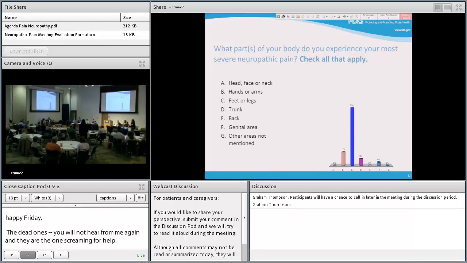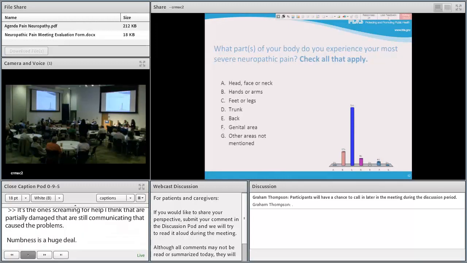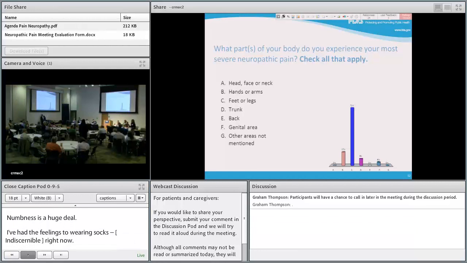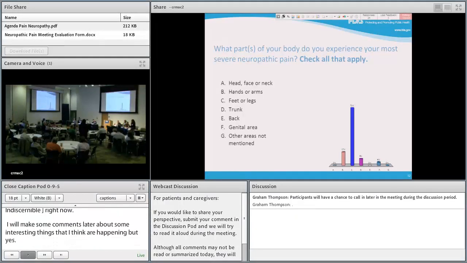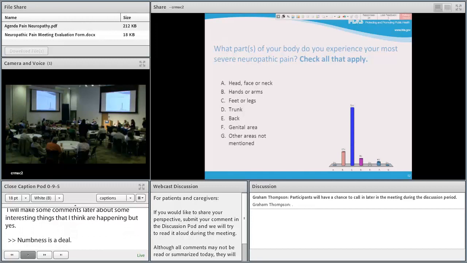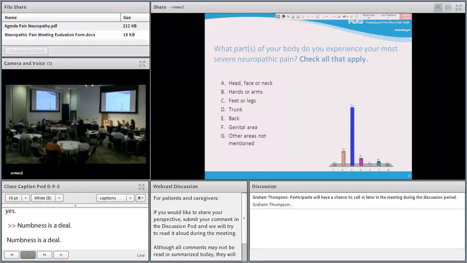I've had the feeling of wearing socks. That's like it right now. And I'll make some comments later at a more appropriate time about some interesting things that I think are happening. But yes, numbness is a deal. Balance is a deal. My pain has been everything that you guys have listed up there, including the ice pick going through the top of the foot, which is real nice in the middle of the night.